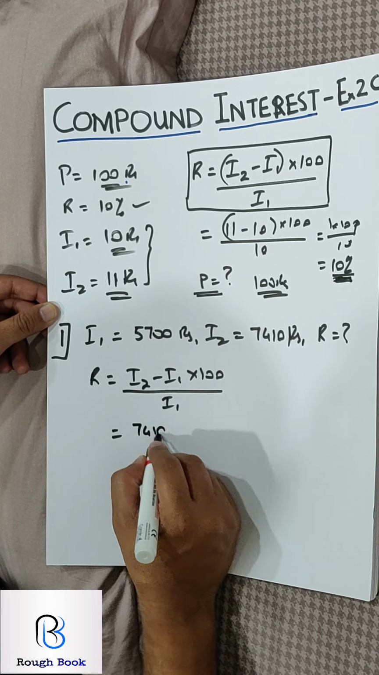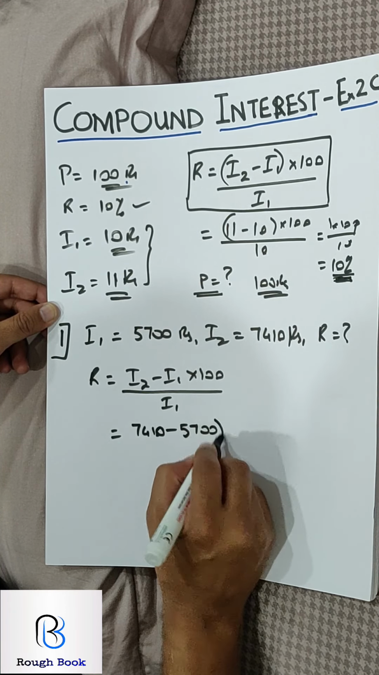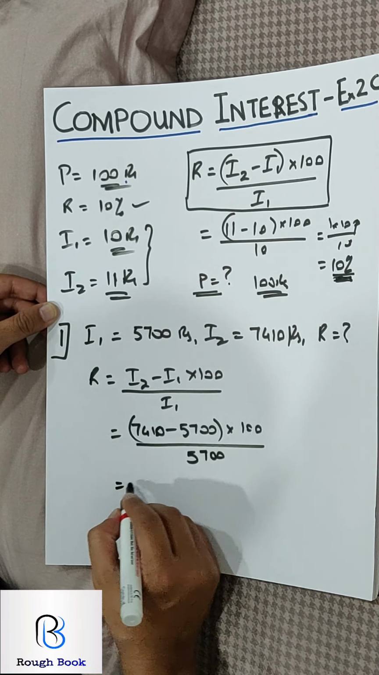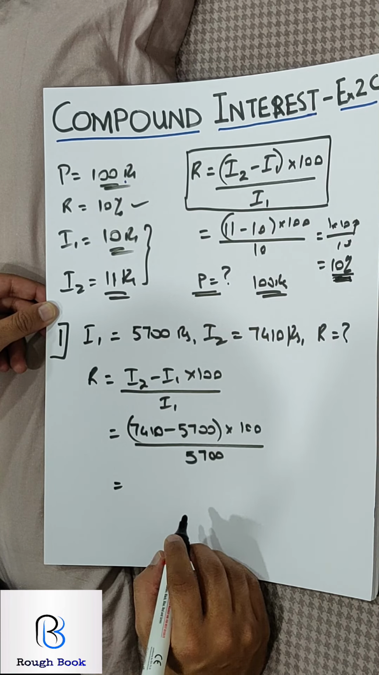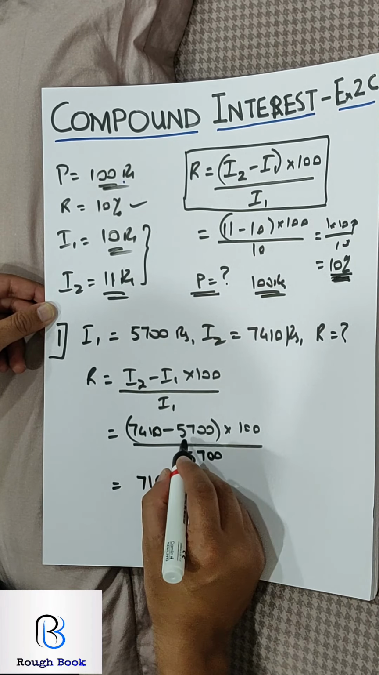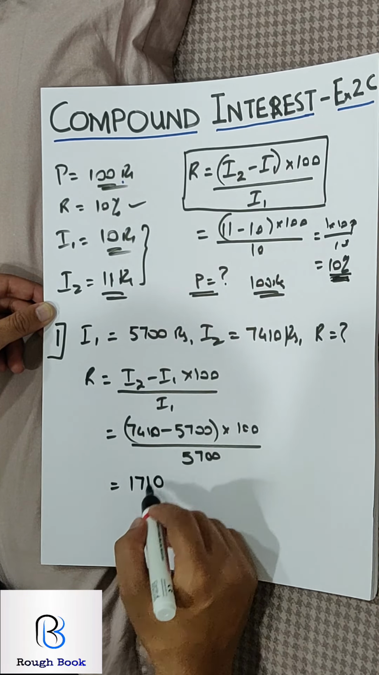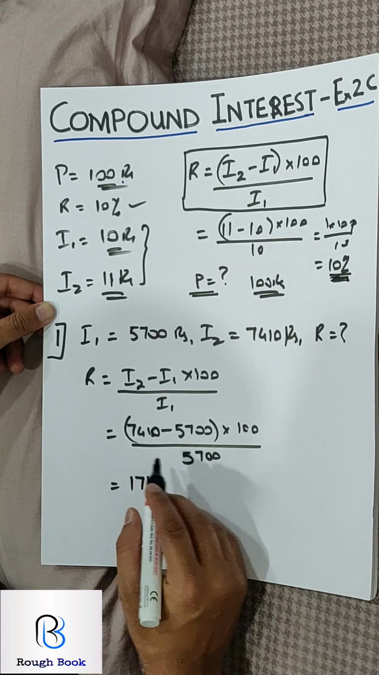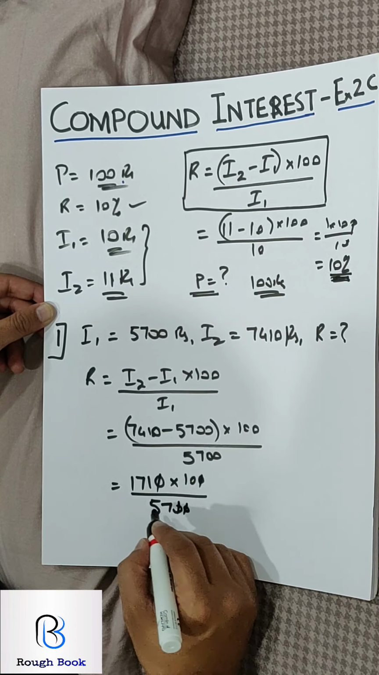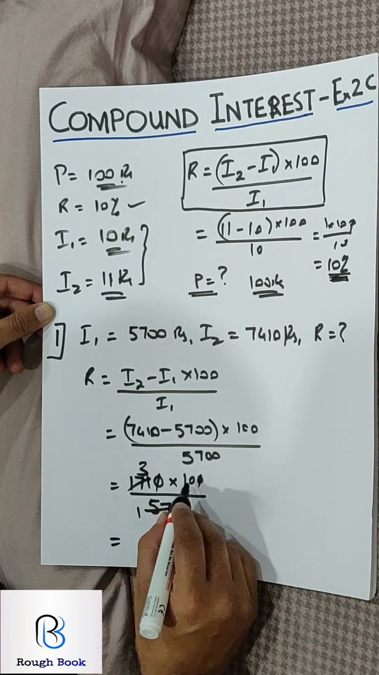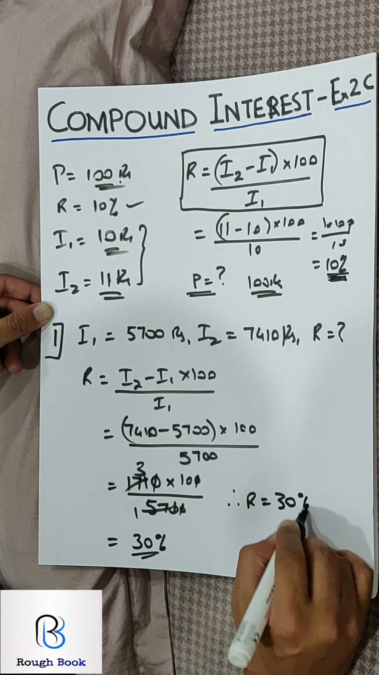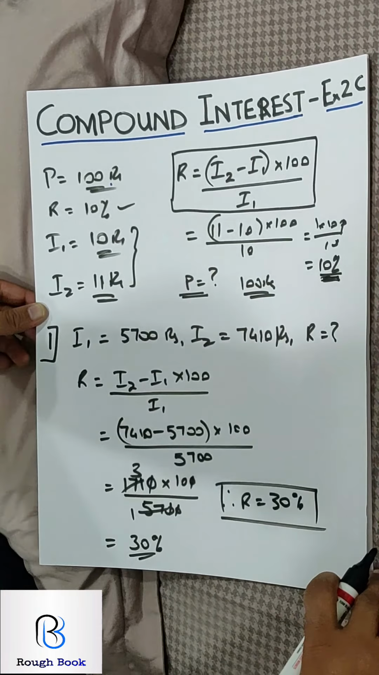So I will get 7410 minus 5700 into 100 upon the previous one, that is 5700. The difference in these two should be 1710. Let's recheck: 0, 1, 7, plus 7, 14, 5, 6 and 1, 7, into 100 upon 5700. So 2 zeros cancel. 57 ones are 57, 57 threes are 171. So 3 into 10, 30%. Therefore the rate is equal to 30%, which should be your answer to number 1.